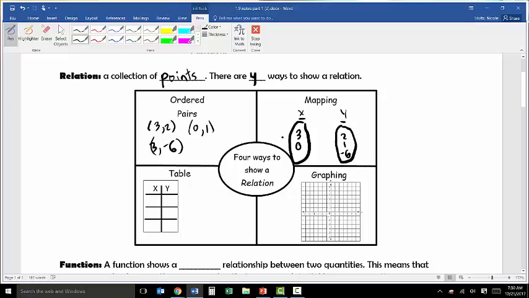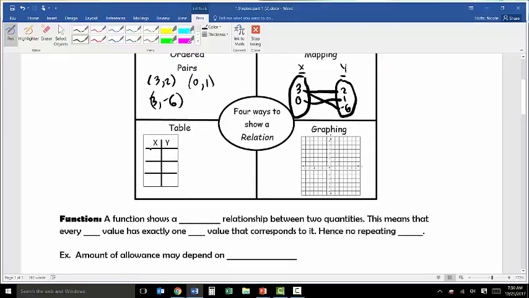And then you have to indicate which X connects to which Y. So 3 will connect to 2, 0 to 1, and 3 to negative 6. So you should see the number of ordered pairs should match the number of arrows that you have.